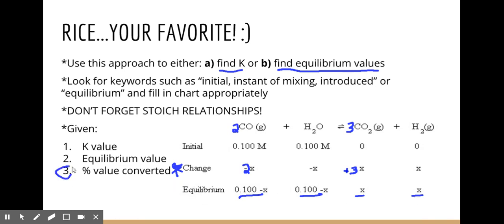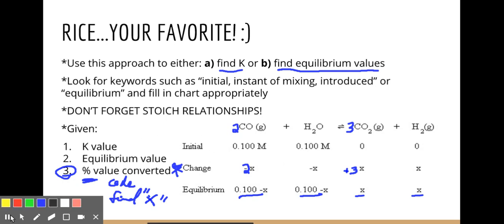Now, one other thing that you could be given is a percentage of something that's been converted. So they could say, okay, well, 20% of H2 has been converted to make CO2 and H2. Whenever you are given a percentage, this is your code to help find X. So that is giving you some piece of information in order to find X. X, in this case, would be 20% of 0.1.